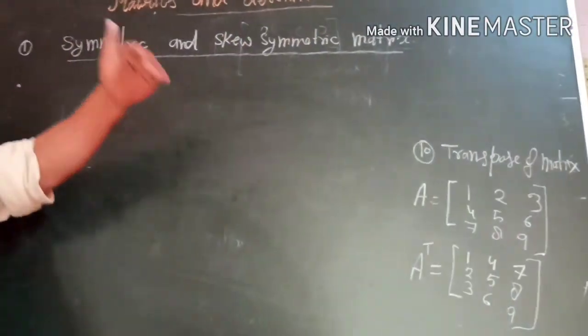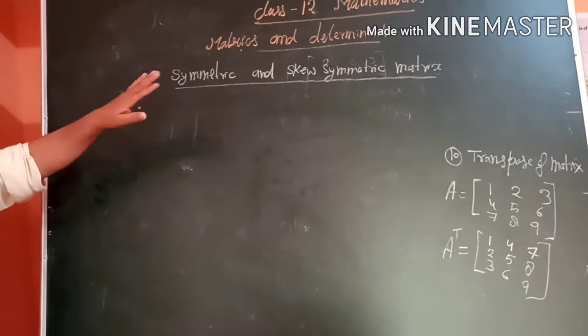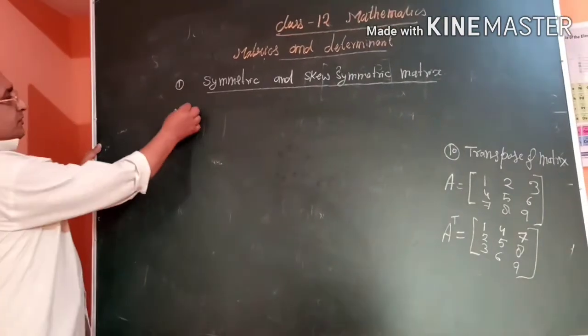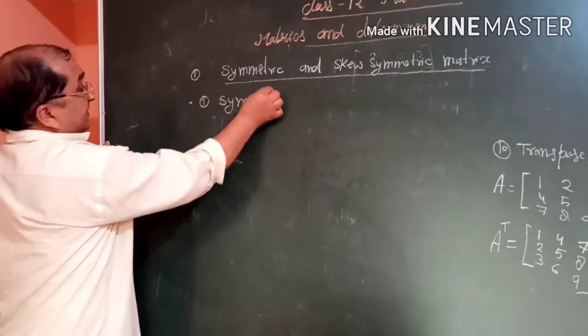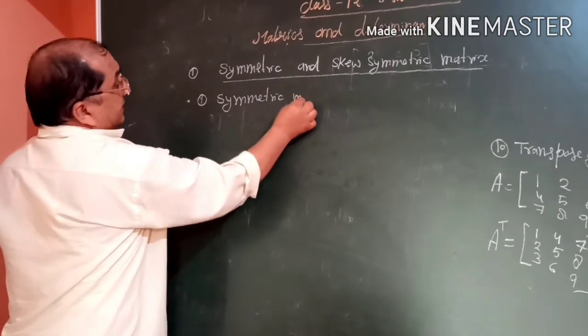Now, after that we come to the symmetric and skew-symmetric matrix. First of all, we will study the symmetric matrix.